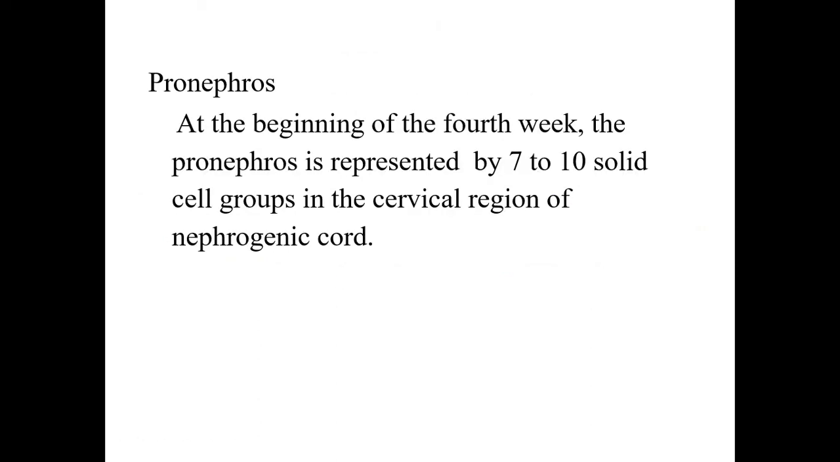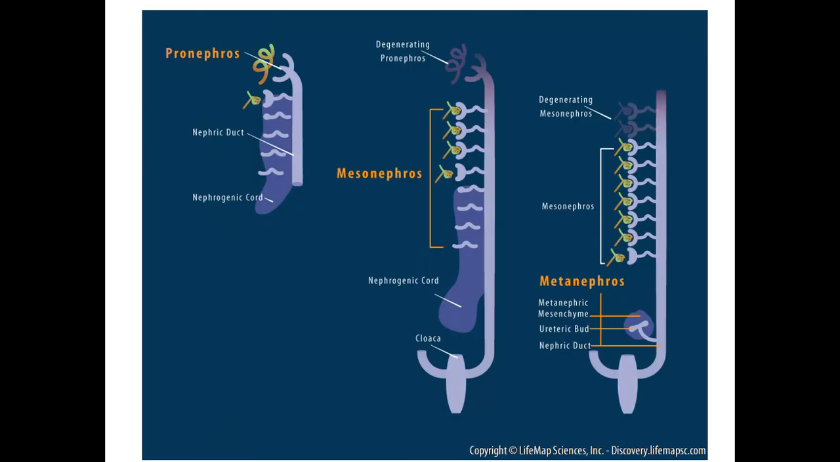So we start with the pronephros. Pronephros, beginning of the 4th week, is represented by 7 to 10 solid cell groups in the cervical region of the nephrogenic cord. And we see here is the pronephros, here is the mesonephros, and then is the metanephros. So this part, the pronephros, is related to the nephrogenic cord, but it's non-functioning and it disappears very early, while the mesonephros will function temporarily, while the definite kidney will be formed by the metanephros.